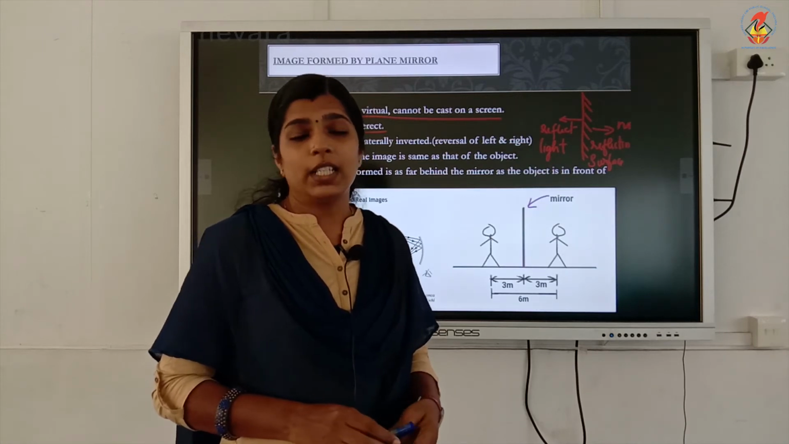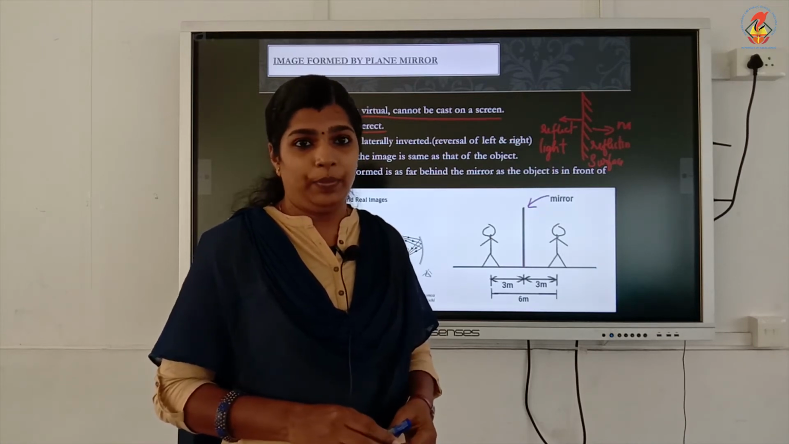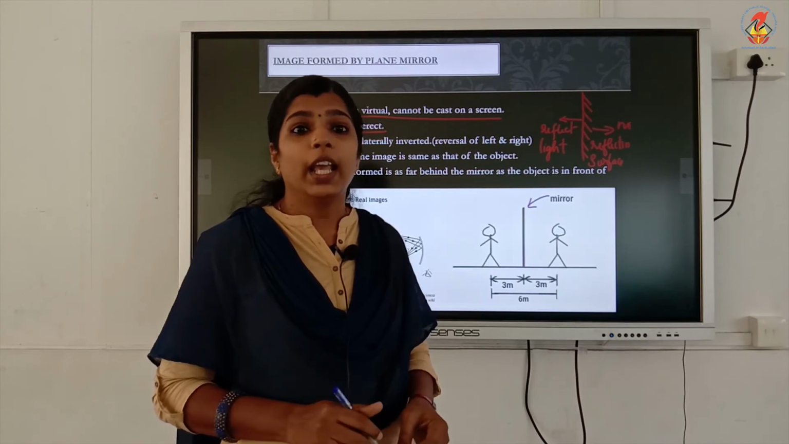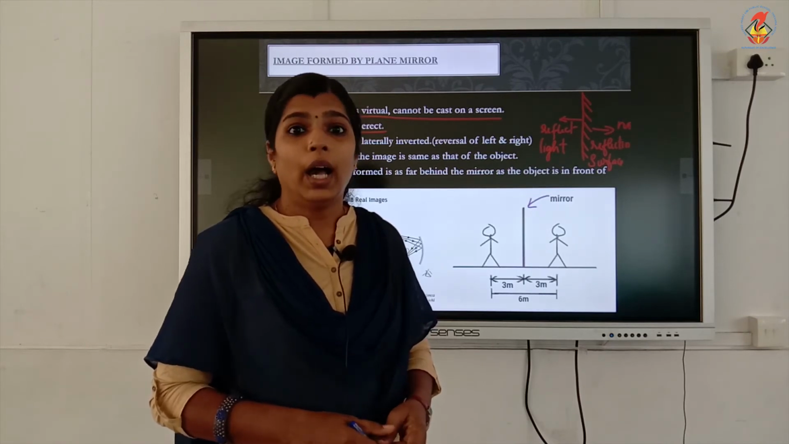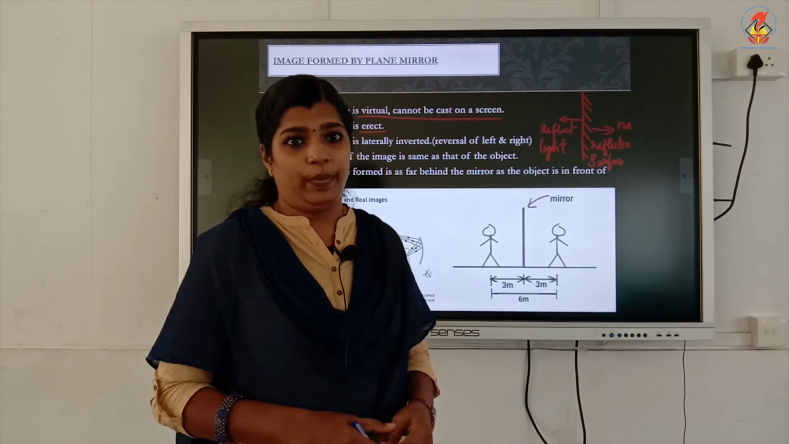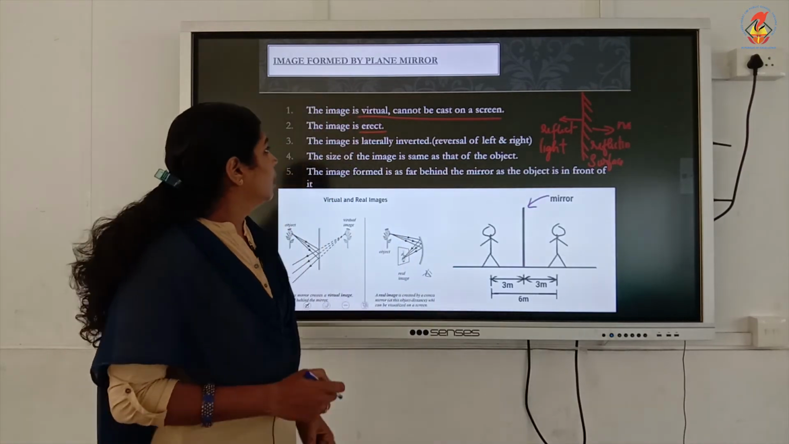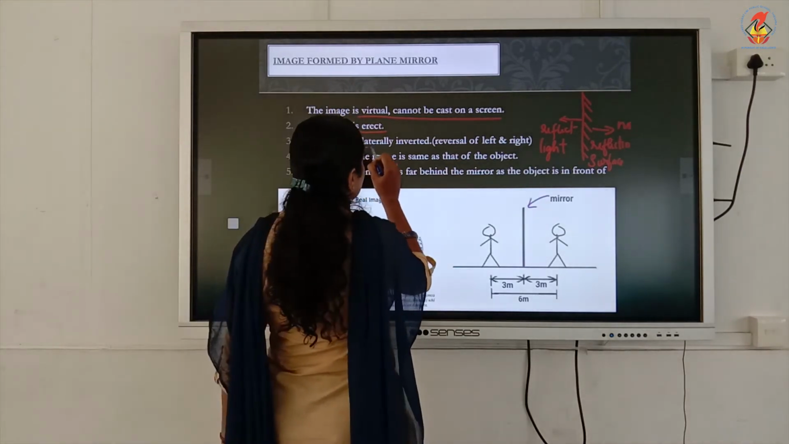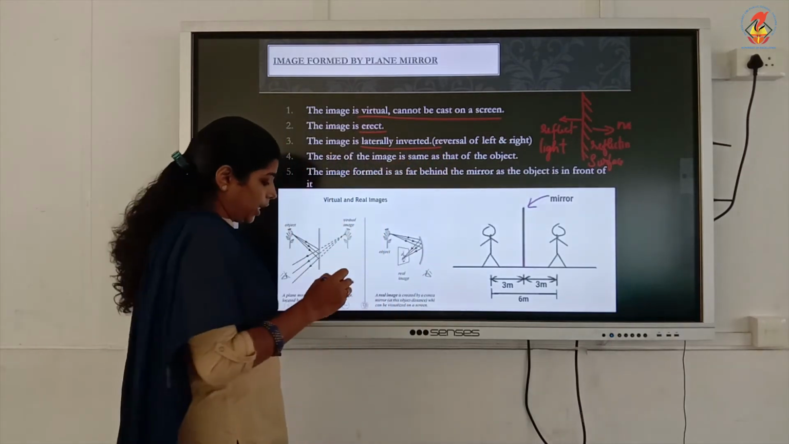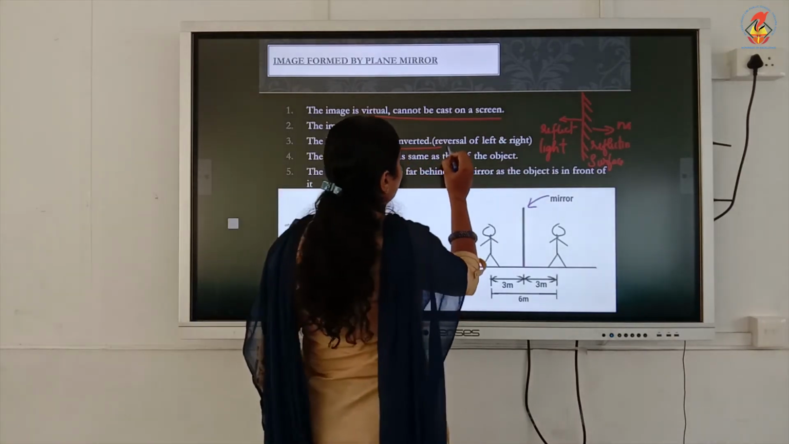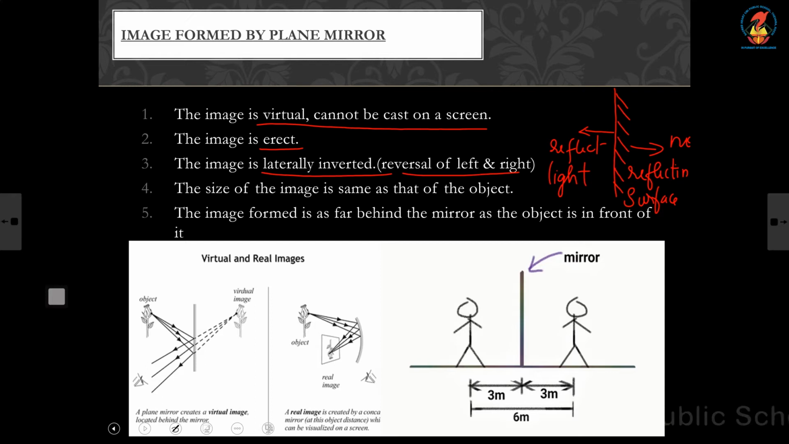You will see it in the same way. That is known as erect image or upright image. Then the image is laterally inverted, that is, reversal of left and right. That is known as lateral inversion.